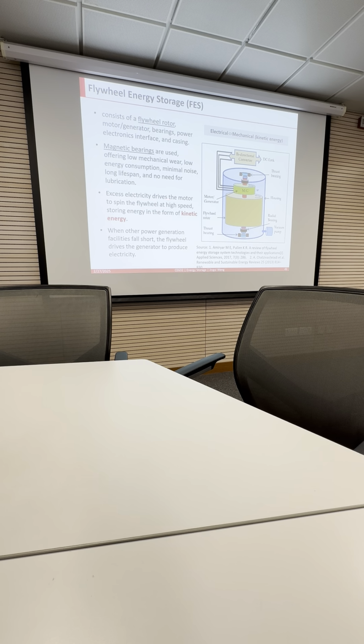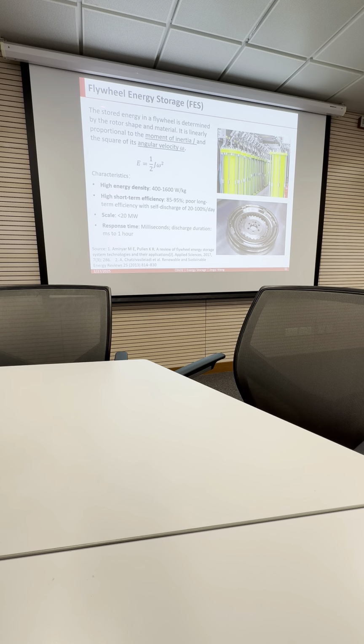The electricity drives the motor to spin, and the flywheel will spin at a high speed. When there is insufficient power generation, the flywheel drives the generator to produce electricity. So it just transforms this kinetic energy back into electrical energy. The energy stored in a flywheel can be calculated with this equation. It relates to the moment of inertia and the angular velocity.